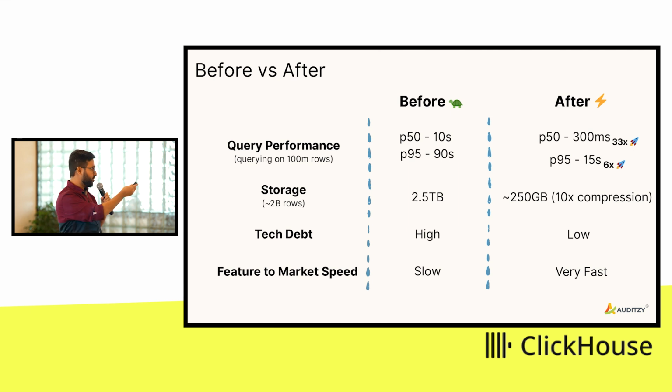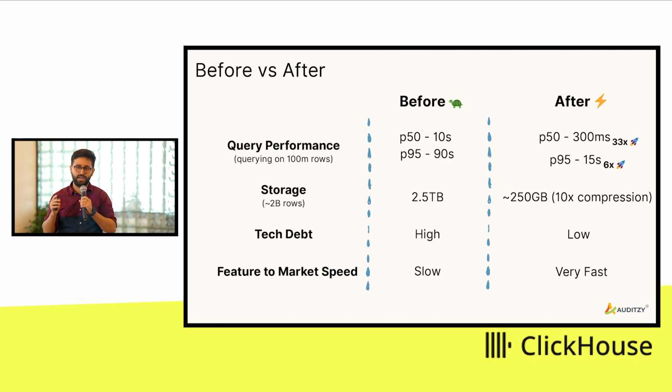We have also gained a lot in terms of storage, where earlier a 2 billion row data set used to take around 2.5 terabytes of data. Now it has come down to around 250 gigs. That is a 10x compression rate, which has drastically reduced our storage cost as well. Our tech debt has come down a lot because of all the workarounds that we used to do earlier. Everything has been removed.